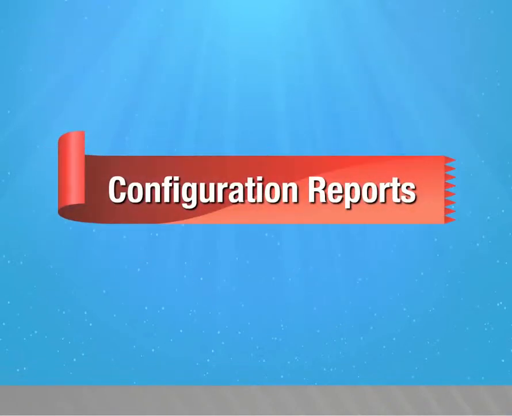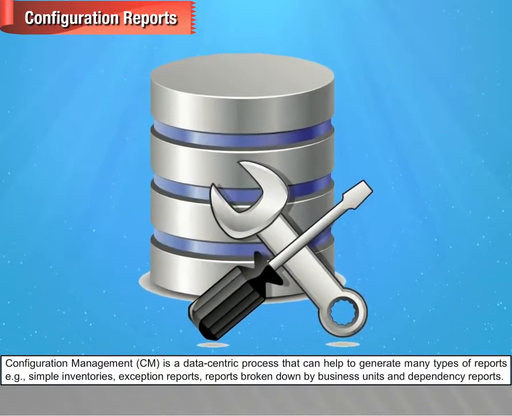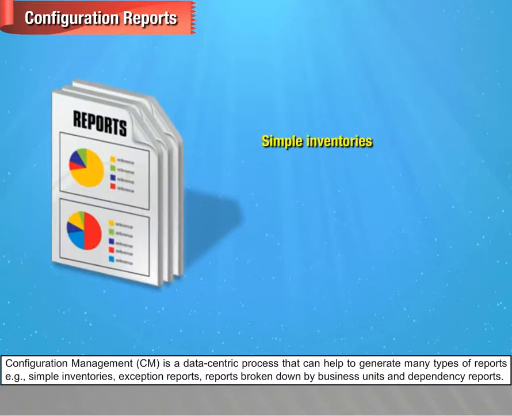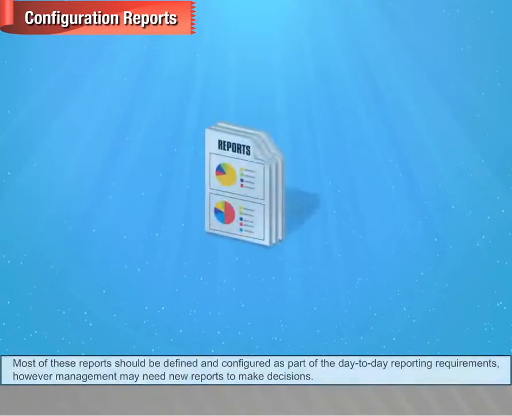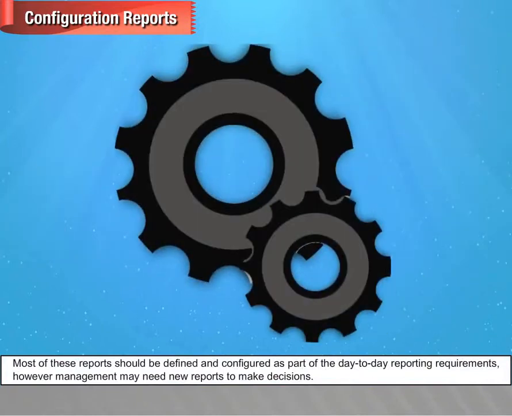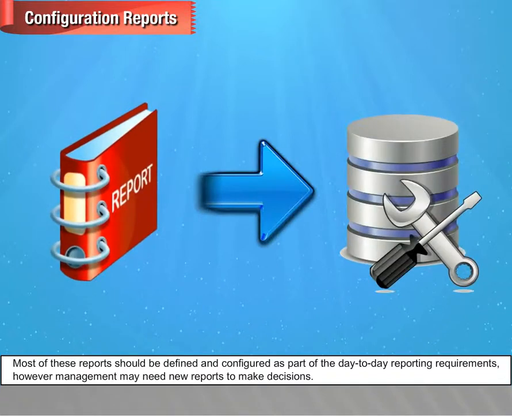Configuration reports. Configuration management (CM) is a data-centric process that can help to generate many types of reports. For example, simple inventories, exception reports, reports broken down by business units, and dependency reports. Most of these reports should be defined and configured as a part of the day-to-day reporting requirements. However, management may need new reports to make decisions.